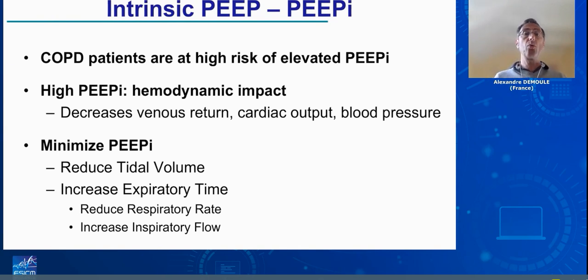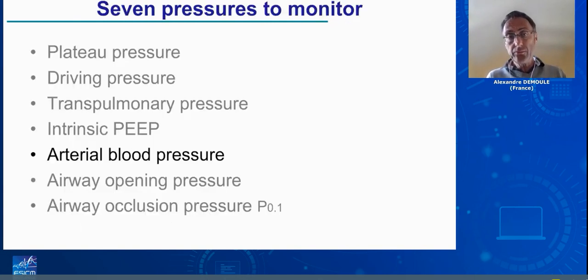So when intrinsic PEEP is too high, we need to try to reduce it, and we can use different strategies. First, reducing tidal volume, and also increasing expiratory time by reducing respiratory rate, and also increasing inspiratory flow, which decreases inspiratory time.